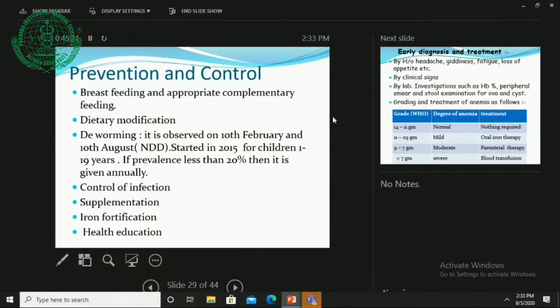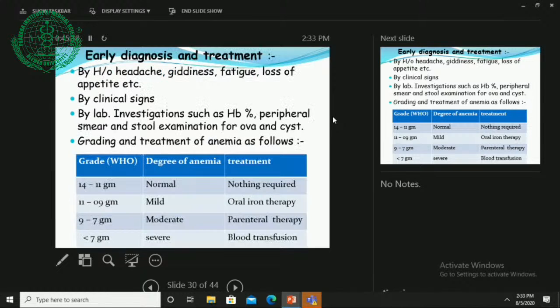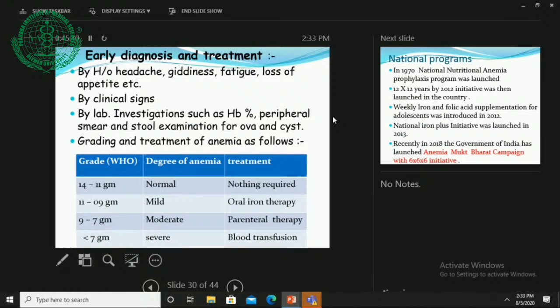Then health education, to tell them about using safe and wholesome water, using sanitary latrines, preventing infections. So all these, and dietary modifications, should be included when you are giving health education for preventing anemia. Now we'll go for how to do early diagnosis and treatment of anemia.